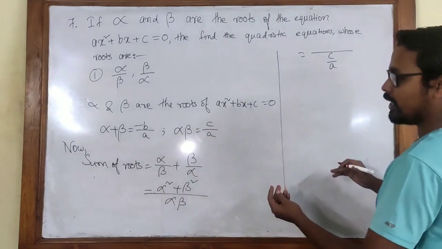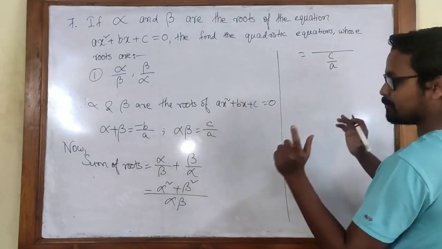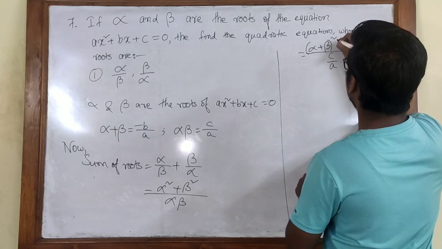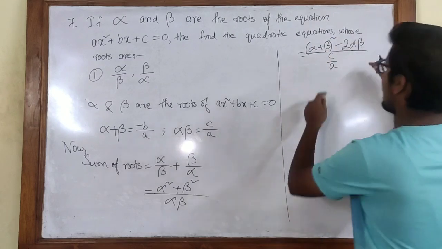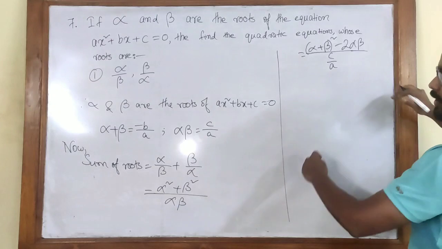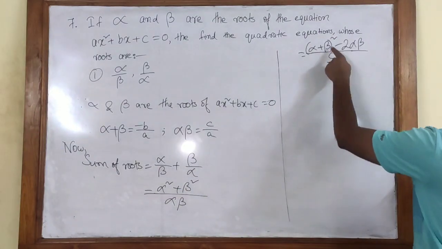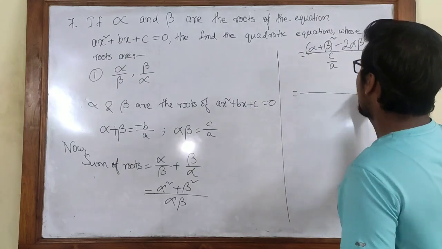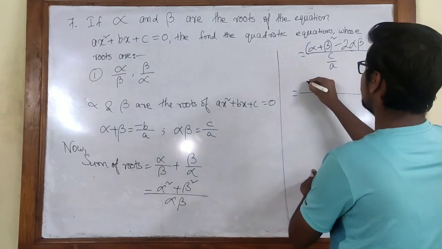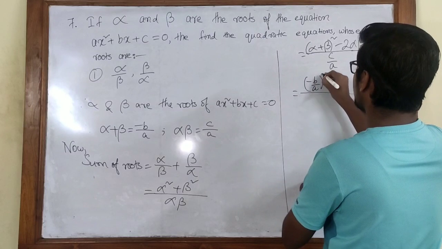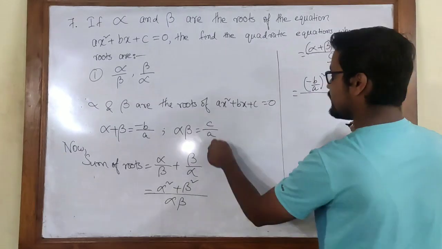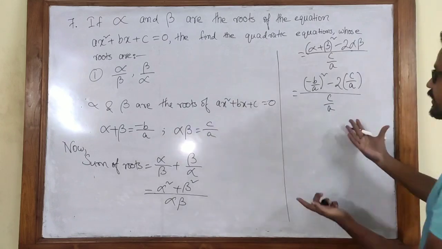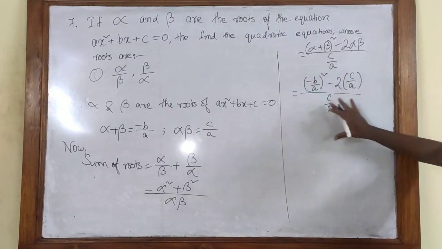In the numerator, alpha square plus beta square, we can split this using a formula: alpha plus beta whole square minus twice alpha beta. I hope this formula is known to you. Alpha square plus beta square is alpha plus beta whole square minus twice alpha beta. So now we know everything here. Alpha plus beta we know is minus b by a, so it will be minus b by a whole square, minus 2 into alpha beta, which is c by a. So let us write c by a, and another c by a is here. So see, very simple. Now we just have to simplify this.